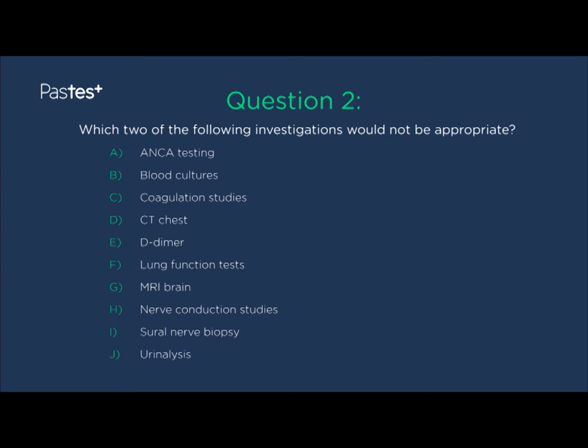D-dimer, MR brain, I'm not so sure about that actually, because he's not had any central nervous system involvement. His neurological findings are lower motor neuron, and rather actually nerve conduction studies, sural nerve biopsy, those look like useful things. And so I think D-dimer and MR brain are the ones that wouldn't be appropriate here. The others would be appropriate.